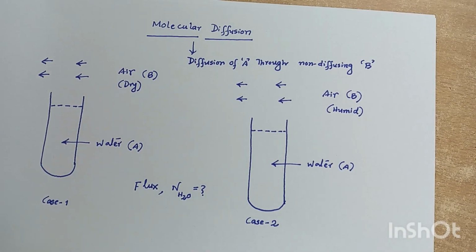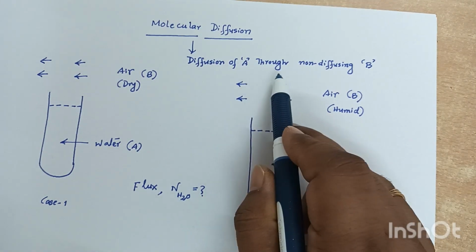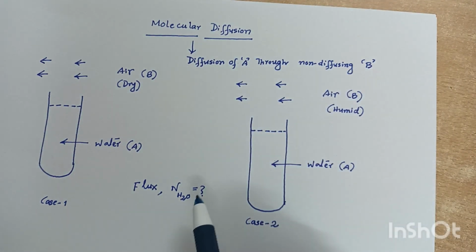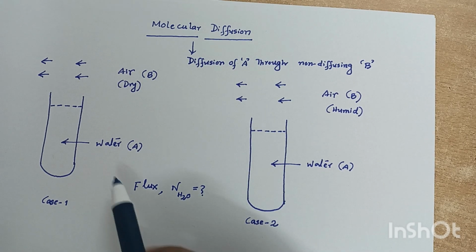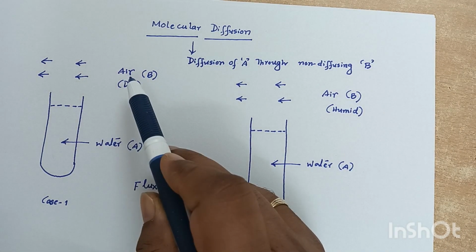Students, today I'll discuss an interesting case of molecular diffusion. It's a case of diffusion of A through stagnant non-diffusing B. And why is this interesting? Because I have taken an example where water is evaporating into air.